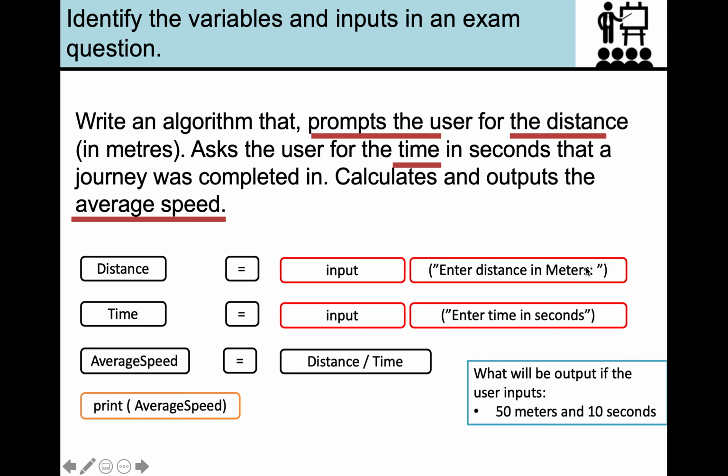So 50 would be assigned to the distance variable, 10 would be assigned to the time variable. 50 divided by 10 should equal 5. So the average speed for that distance traveled was 5.